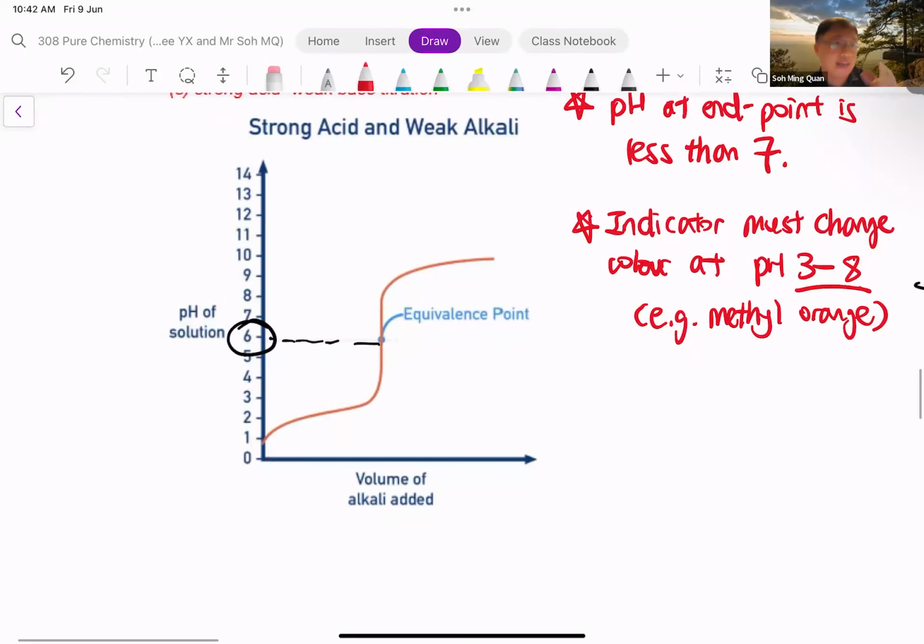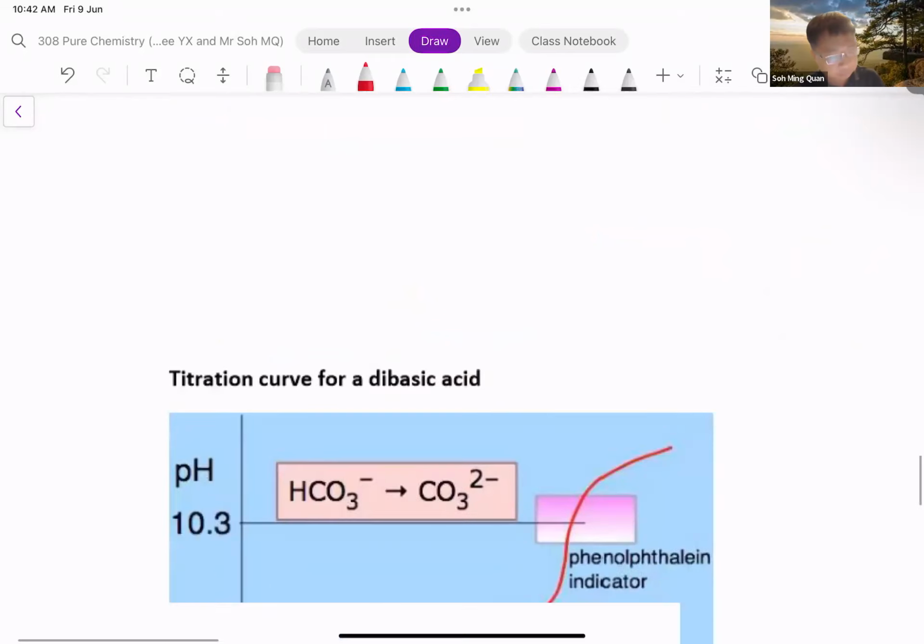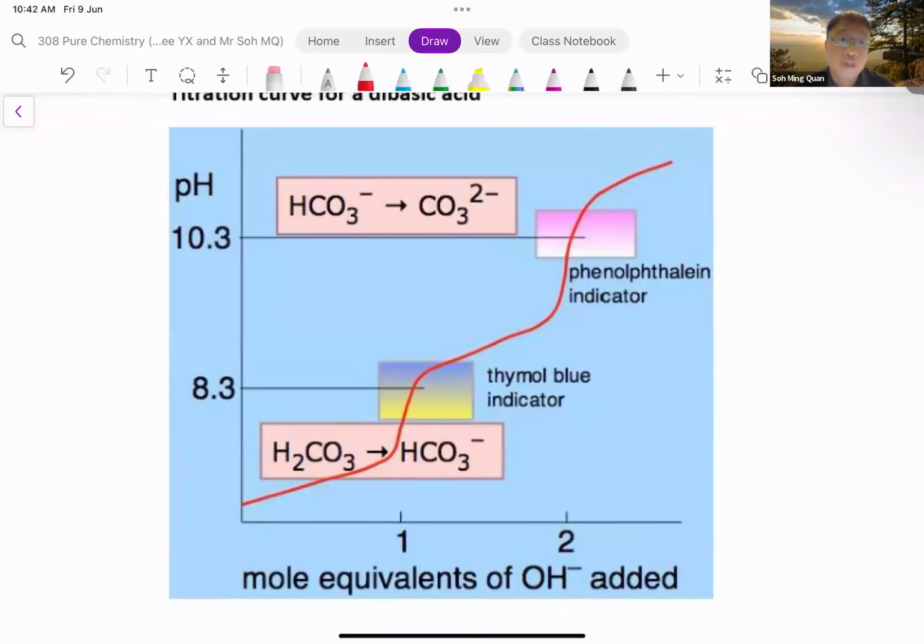Okay, moving on to the very last part of today. Now, the last part of today is not really for us to go through in detail, but I hope you also know just now what I mentioned about dibasic acid.